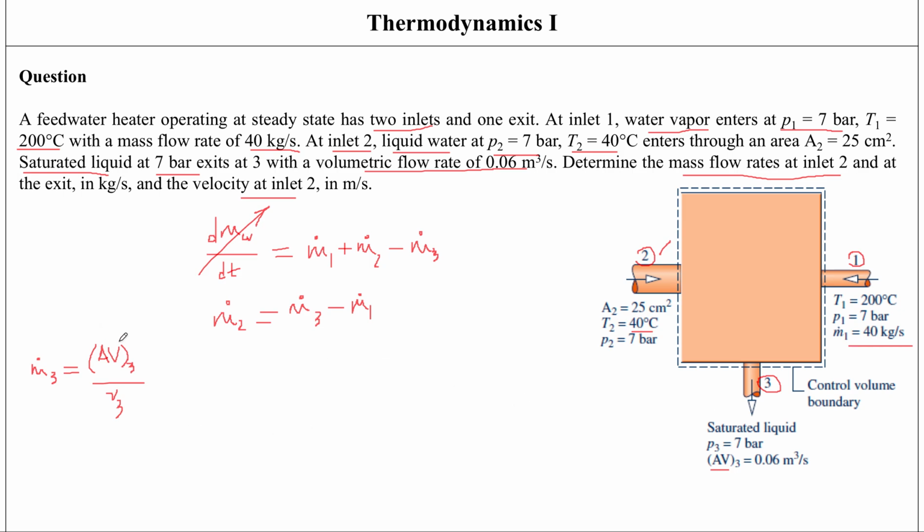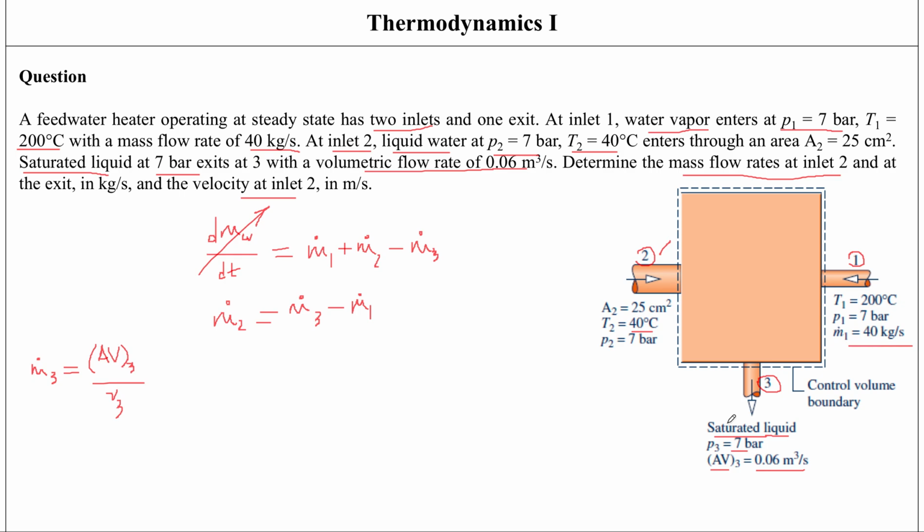So this is already given to me, area into velocity, 0.06 meter cube per second. I need to find out a specific volume here at the exit. So how am I going to do that? Well, it's given to me that the liquid is of a saturated form, and the pressure is given to me as well. So because it is saturated, that means that I have to go to the saturated water table.